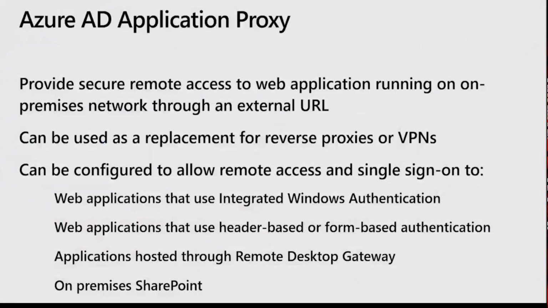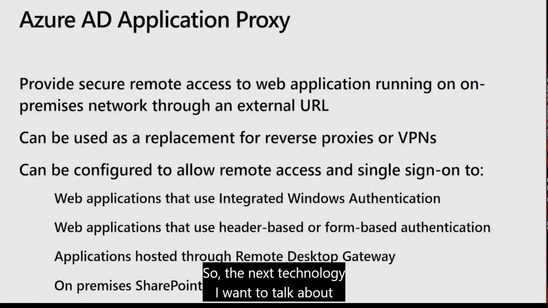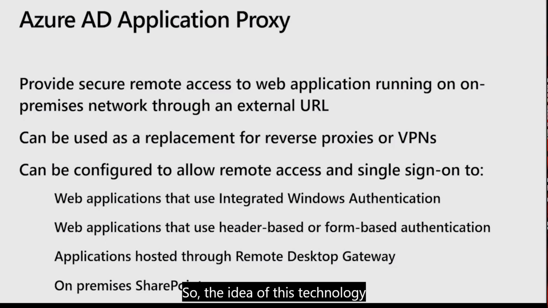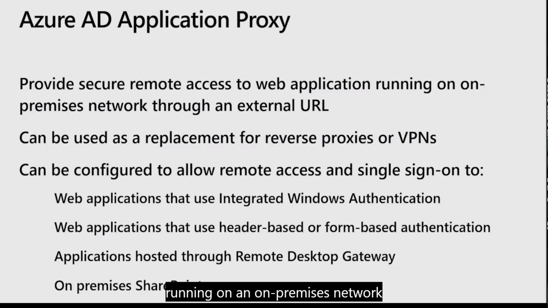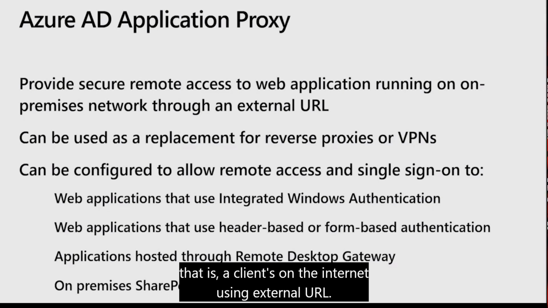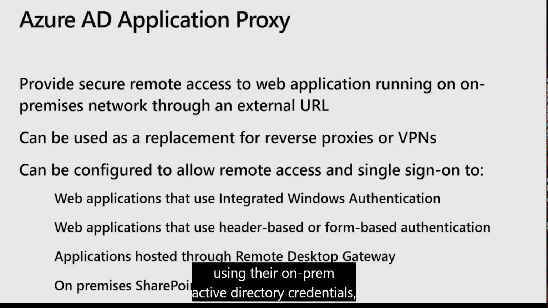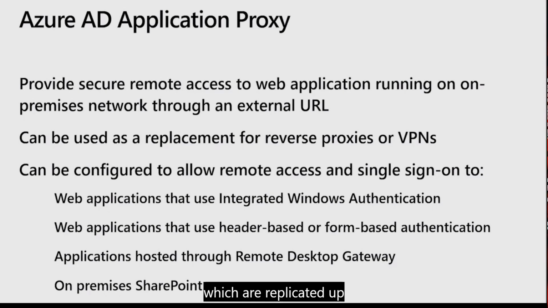So the next technology I want to talk about is Azure Active Directory Application Proxy. The idea of this technology is it allows you to provide secure remote access to web applications running on an on-premises network through an external URL. That is, that clients on the internet use an external URL. They authenticate using their on-prem Active Directory credentials, which are replicated up through Azure AD Connect to Azure.